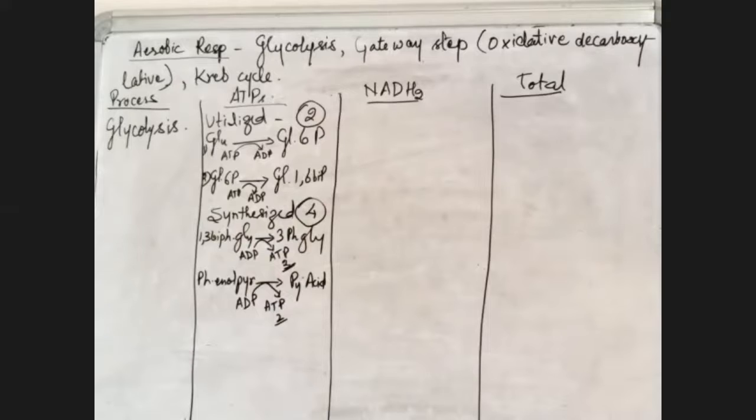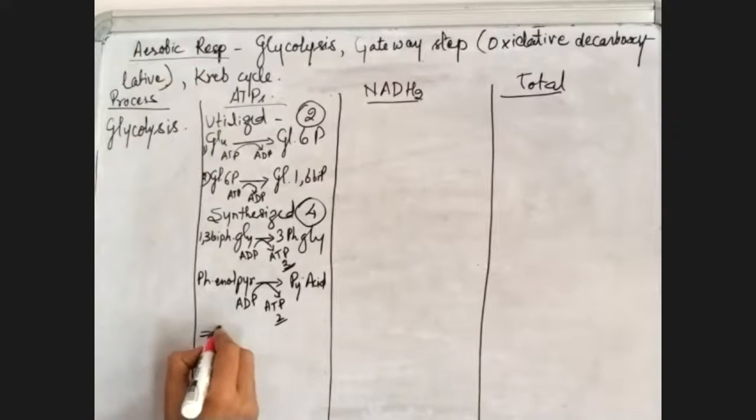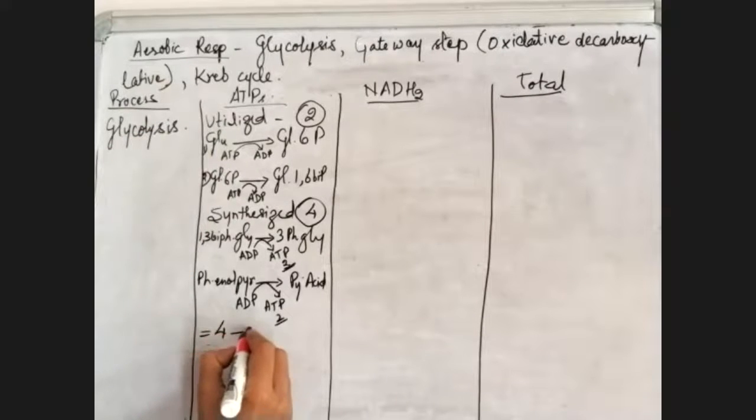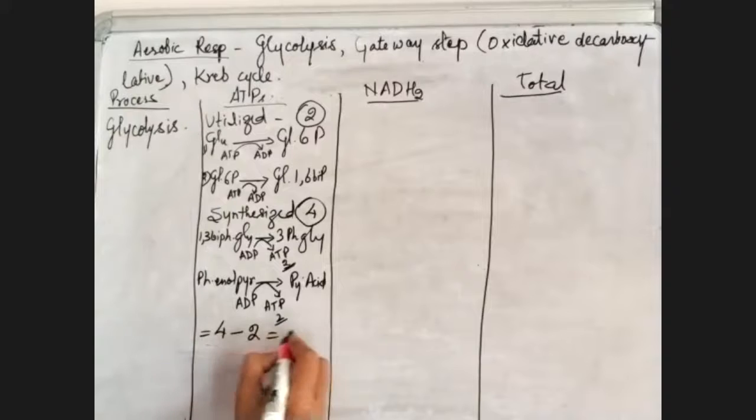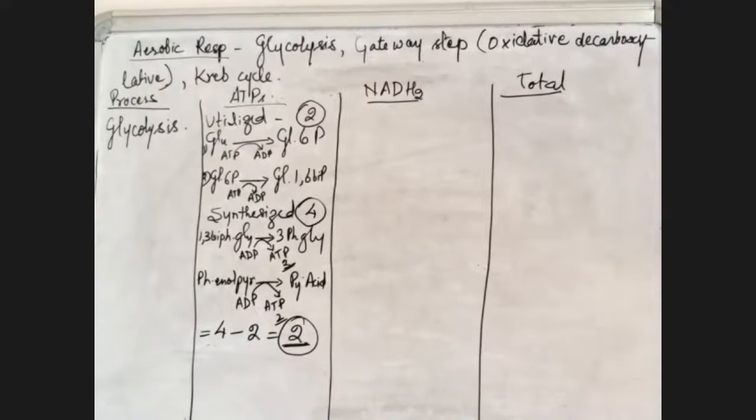During these steps, 4 ATPs were synthesized and 2 were utilized. So overall, during the process of glycolysis, 4 ATPs were synthesized, 2 were utilized, so 2 ATP. This was the net ATP production during the process of glycolysis. This was about glycolysis ATP.